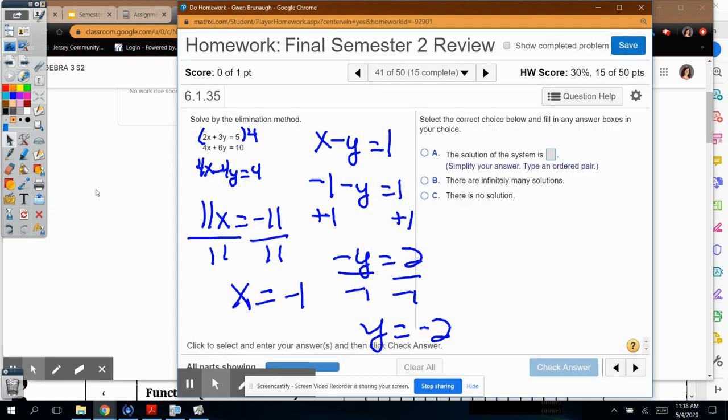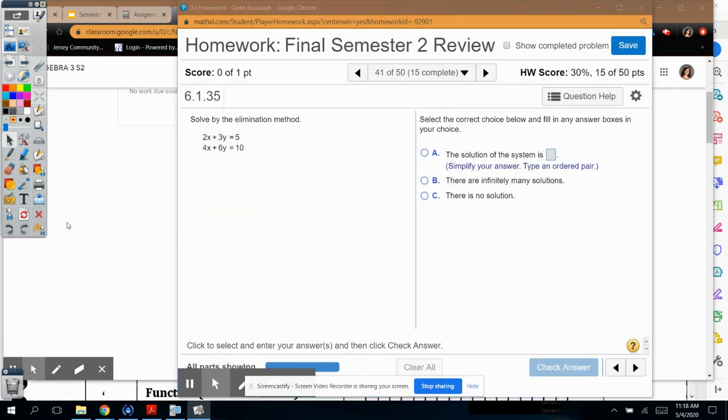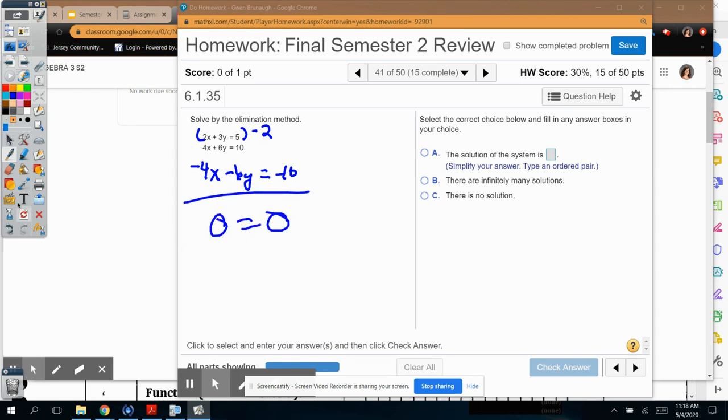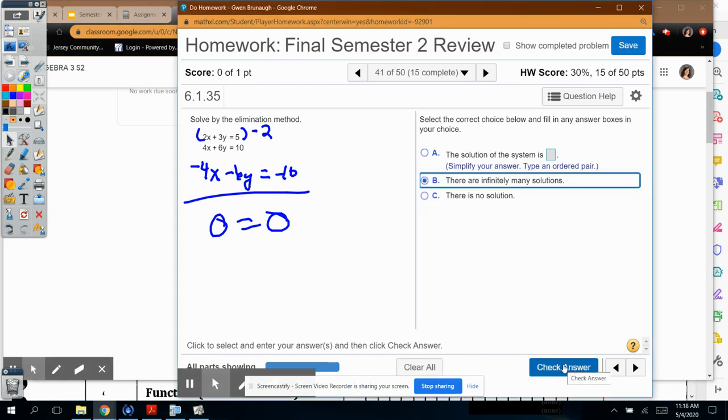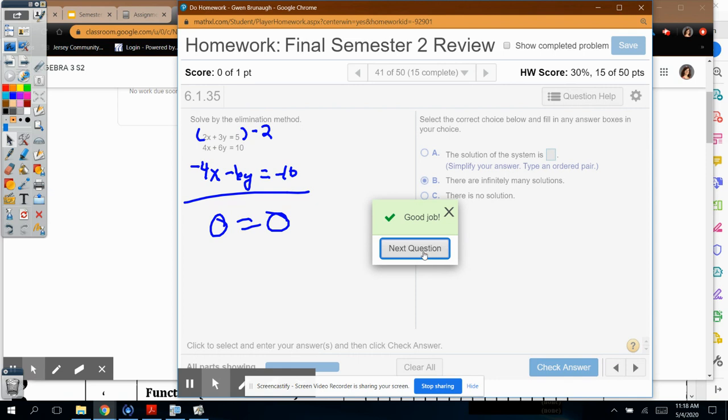Okay. Now it tells us to use elimination, and I definitely would use elimination here. I'm going to get rid of the x's or the y's, it doesn't matter. I'm going to multiply the whole top by negative 2, and look what happens. I get negative 4x minus 6y equals negative 10. When I do this, everything ends up being eliminated, and I get 0 equals 0. Well, is that true? Yes, it's always true. So there are infinitely many solutions.